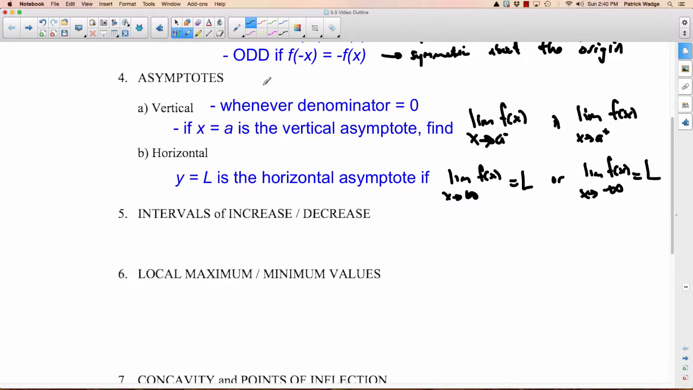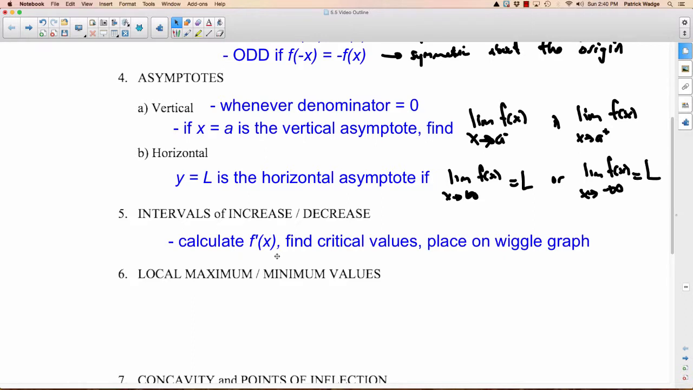Okay, intervals of increase or decrease. Well, we've been doing that for a while. That's the first derivative test. You're going to calculate the first derivative and then find the critical values and place them on a wiggle graph and check out the different intervals to see whether it's positive or negative.